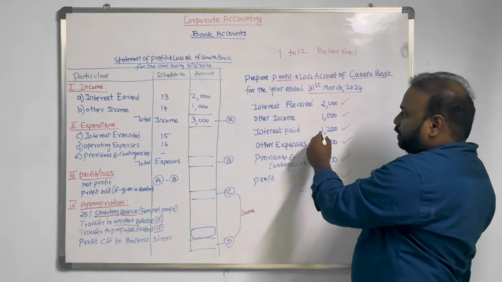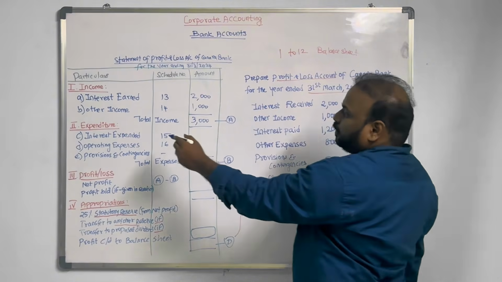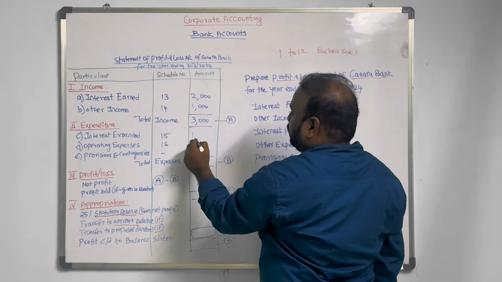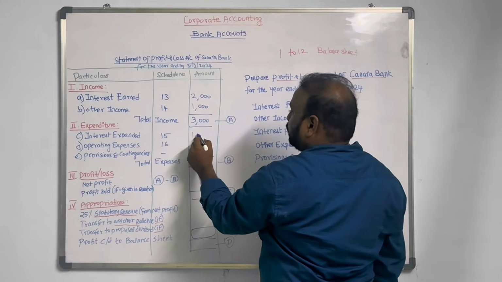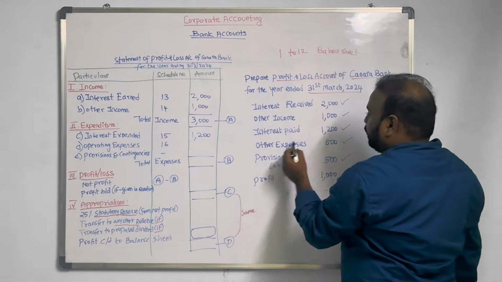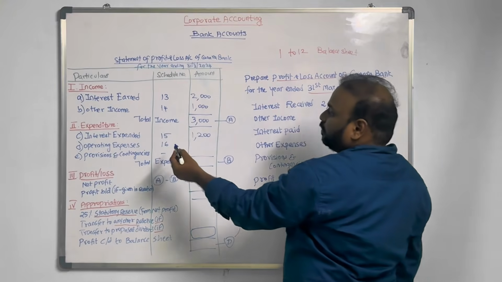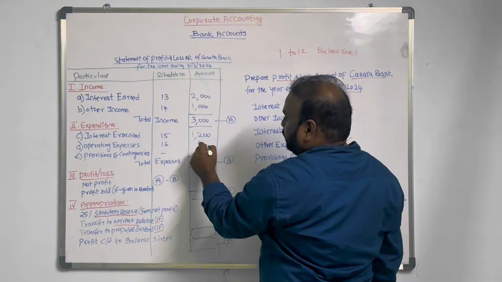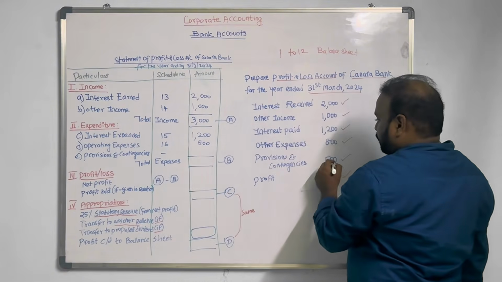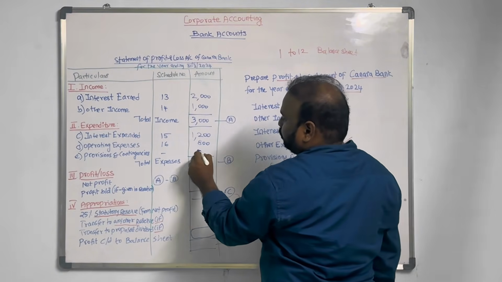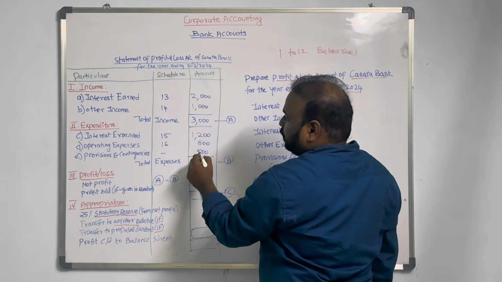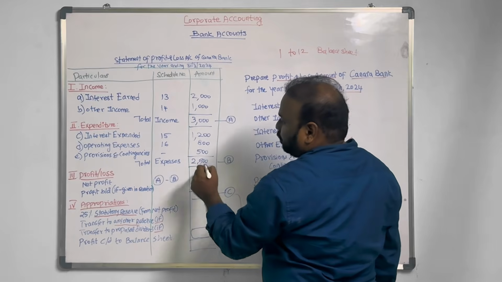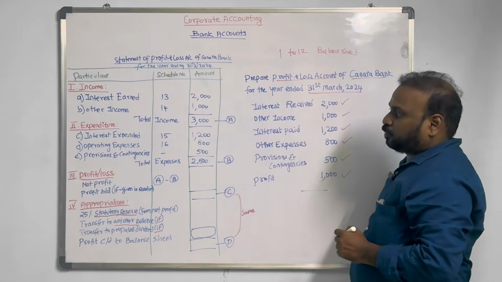Then interest paid 1200 comes under schedule 15, interest expended 1200. Then other expenses 800 come under schedule number 16, operating expenses 800. Then provisions and contingencies 500. Now we have to total, so you get 2500. Now total expenses is 2500.